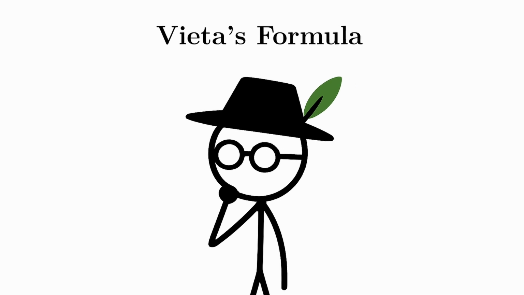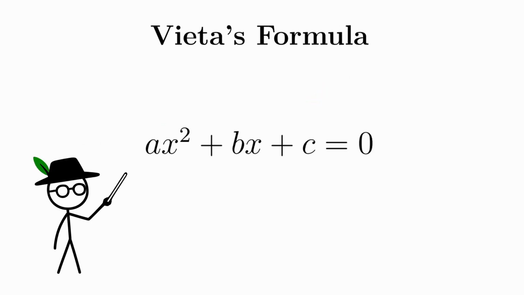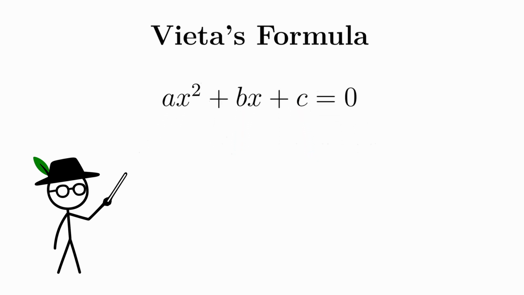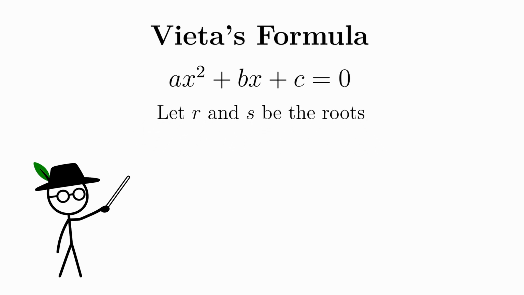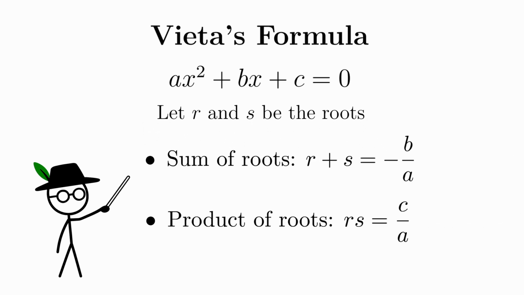So how does Vieta's formula actually work? Given any quadratic with coefficients a, b, and c, we know that it will have two roots, which we'll call r and s. Vieta's tells us two things. The sum of these roots is negative b over a, and the product of these roots is c over a. These two simple equations give us a clean relationship between the roots and coefficients that will always hold true.